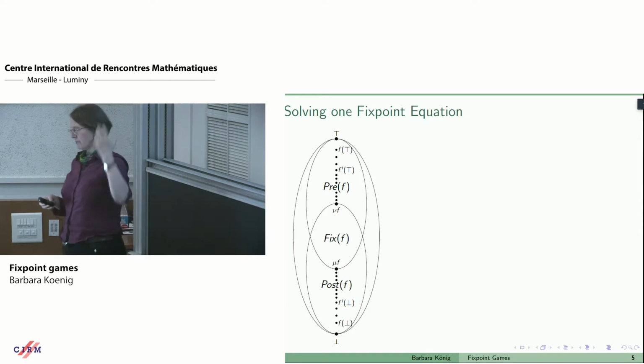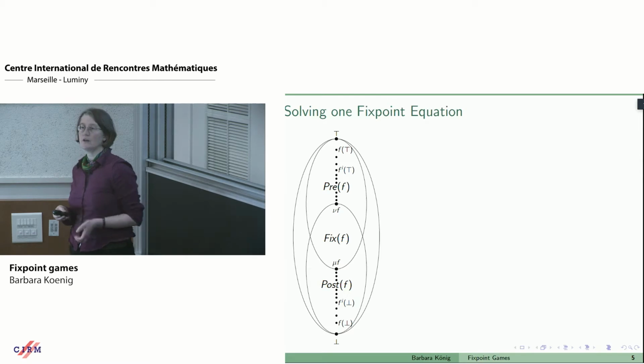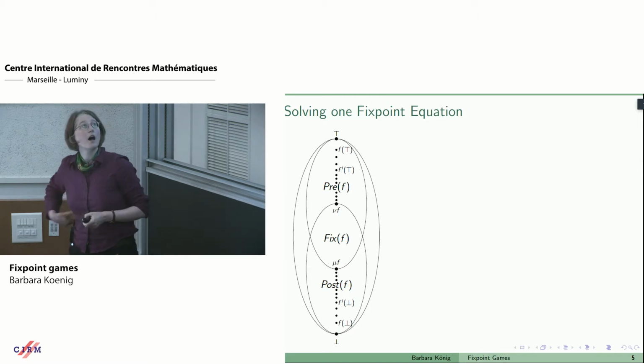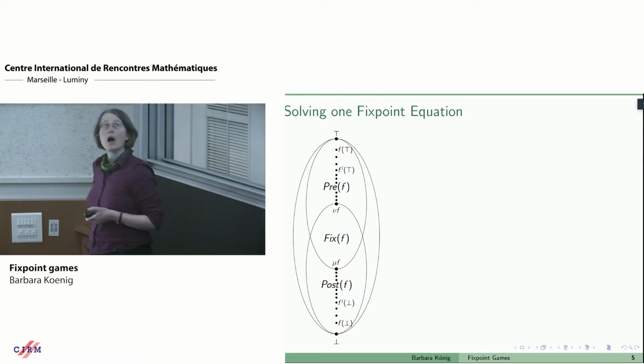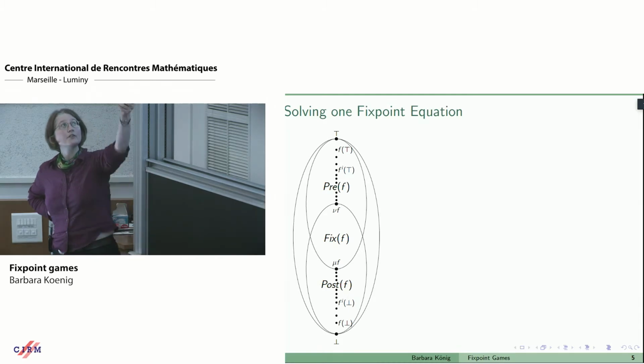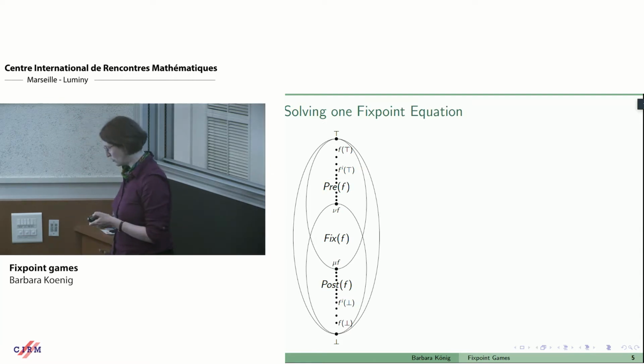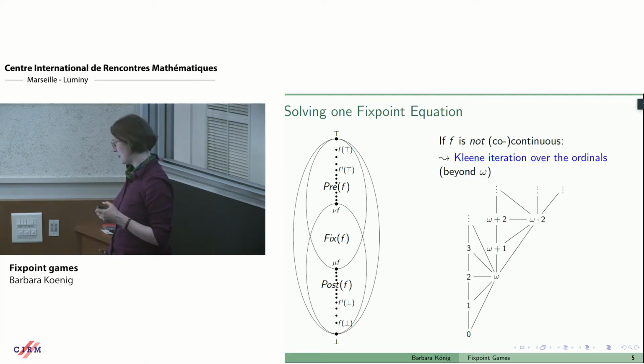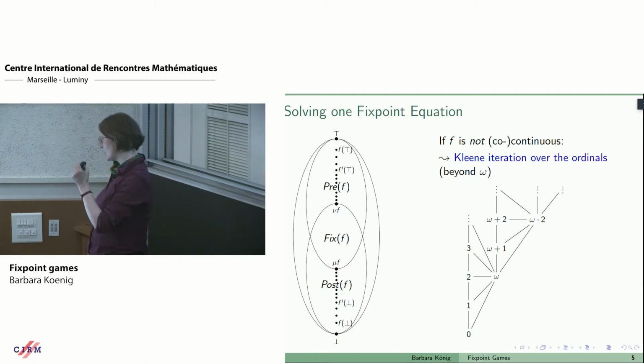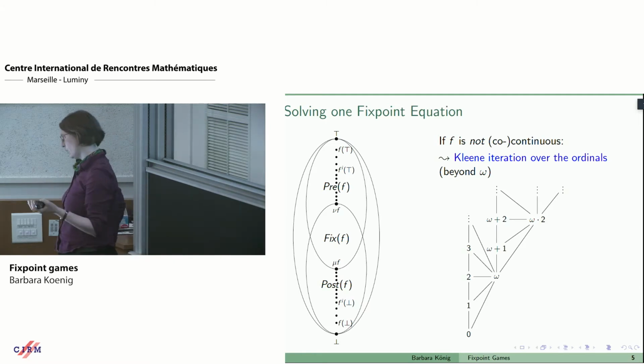And on top, there are the pre-fixed points, for which you have exactly the opposite inequality. And then you can do Kleene iteration if your function happens to be continuous or co-continuous. So you start from top or from bottom, and you iterate, and then you converge to the least or the greatest fixed point. And if your function is not co-continuous, well, you might have to iterate over the ordinals.